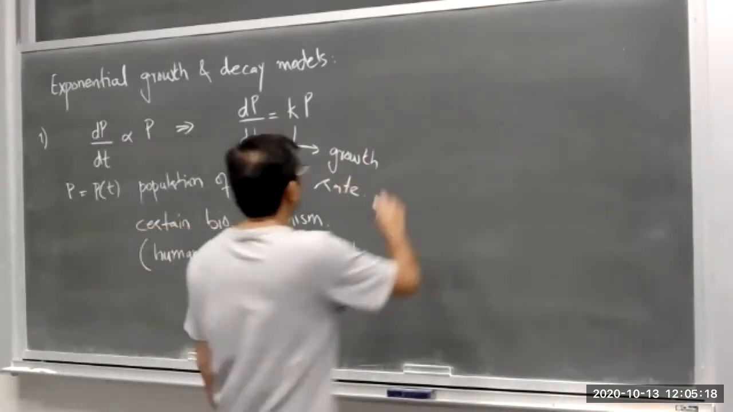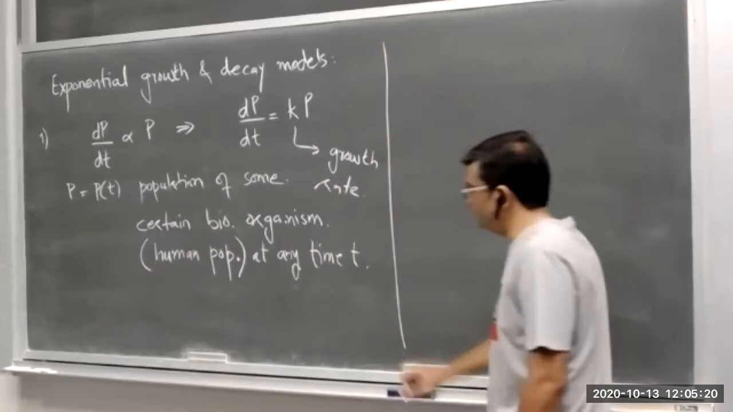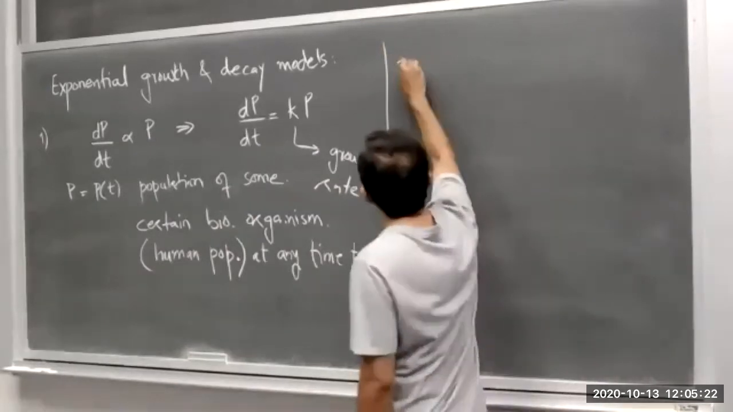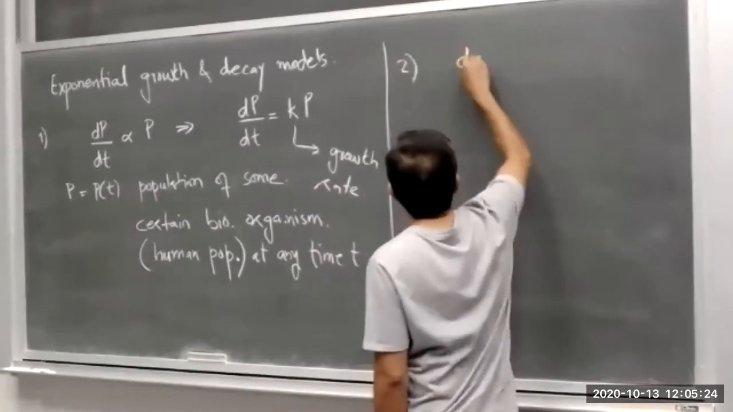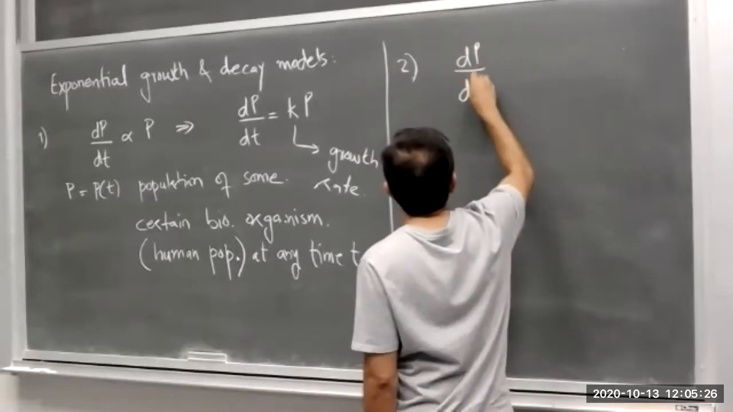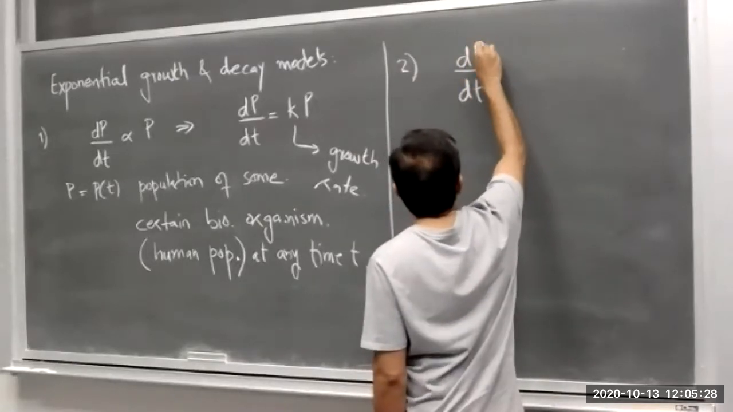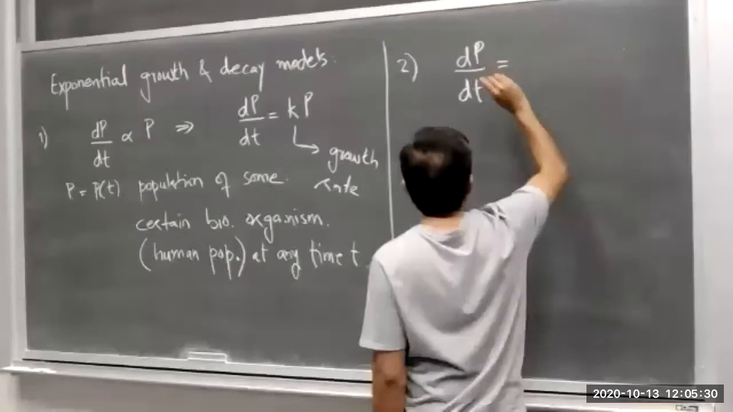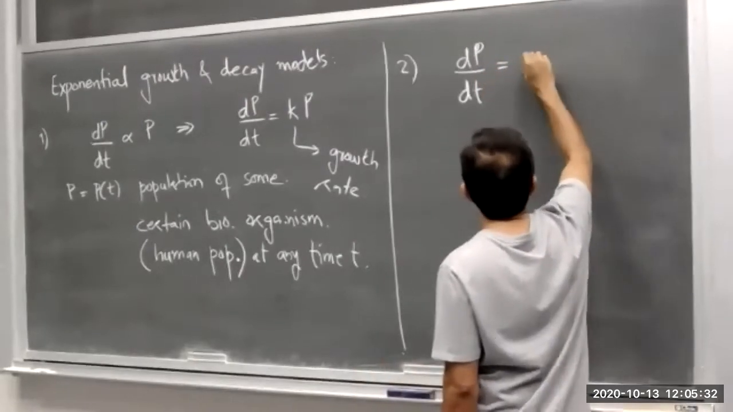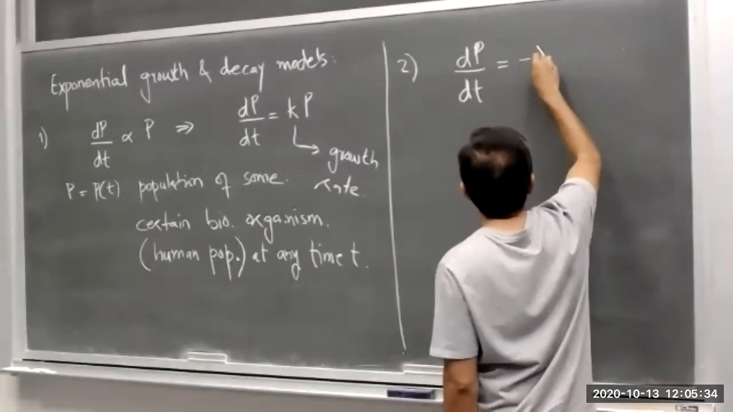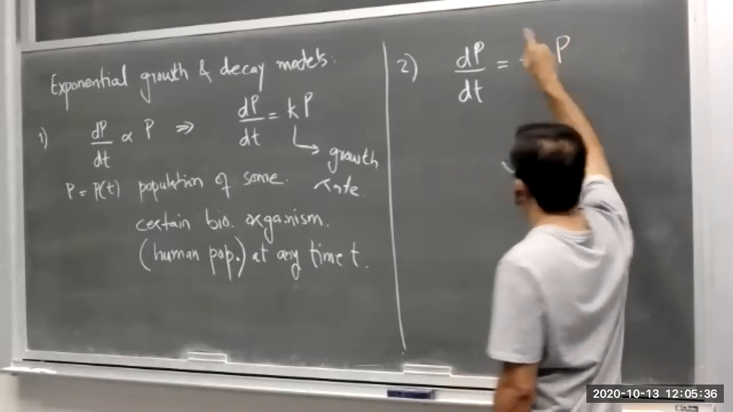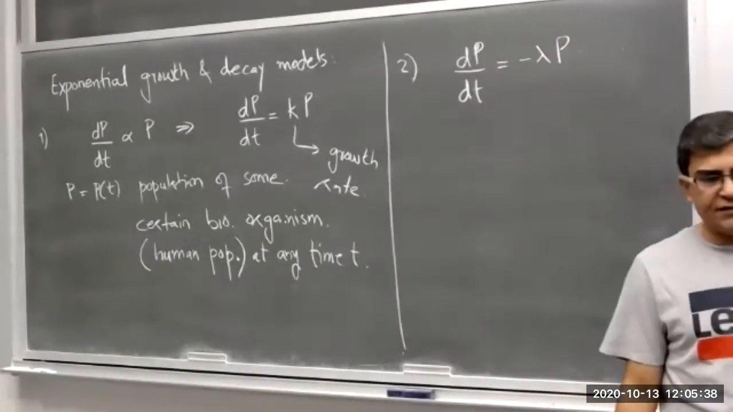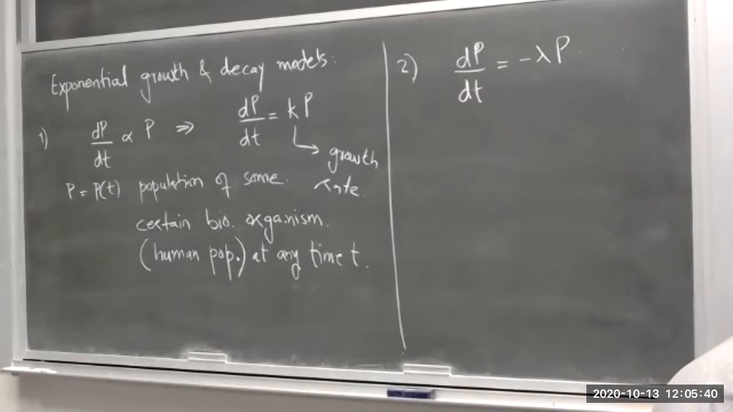Similarly, in population decay models, the population is always basically proportional to its current population. But in this case, we have a negative sign here, negative lambda p, where negative lambda is the decay rate or the decreasing rate of the population.